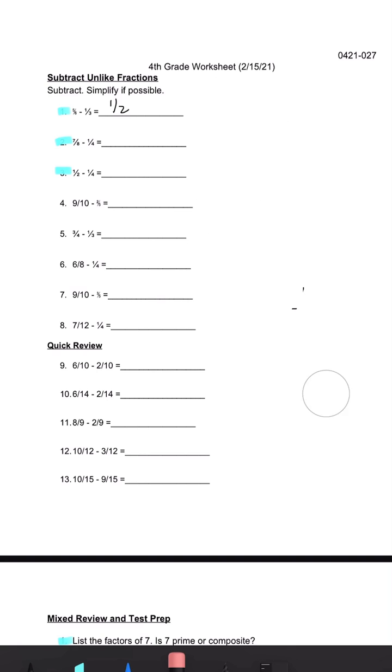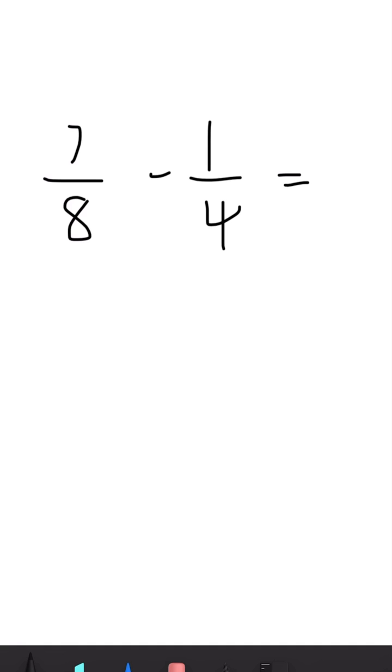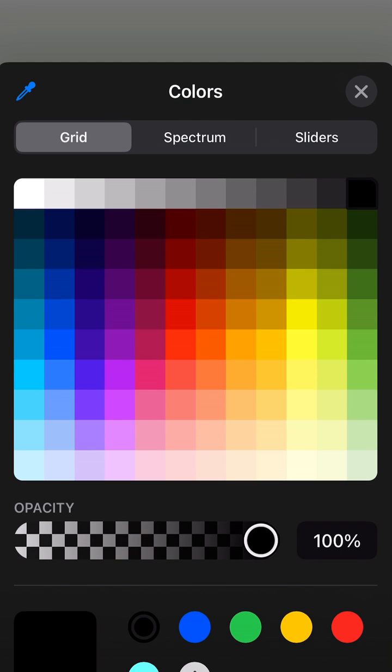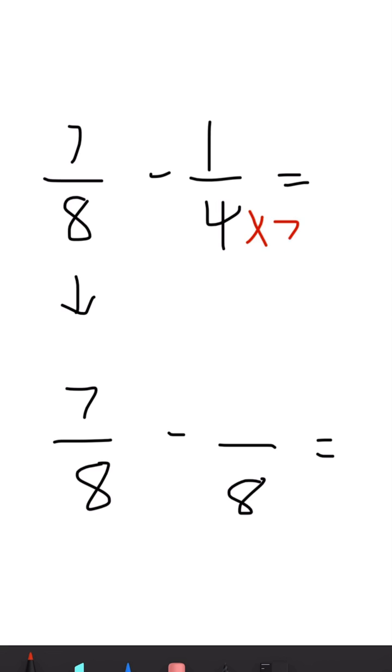So let's do the same thing for number 2. We have 7/8 minus 1/4. Again, we don't have a common denominator, so we want to use 8 as our common denominator. So this can just come down. We're going to change this denominator to 8. In order to make this an 8, we're going to multiply by 2 on top and bottom. Because whatever you do to the bottom, you must do to the top, and vice versa.